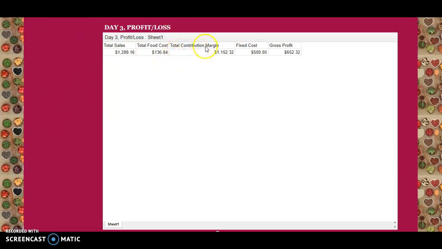To get the total contribution margin, you do your total sales minus your total food cost. So $1,289.16 minus $136.84 gives you $1,152.32. I also had a fixed cost of $500 per day. So if you want to find your gross profit, you have to do the total contribution margin, which was, in my case, $1,152.32, minus your fixed cost, which was $500, and you get a gross profit for day 3 of $652.32, so I made some money.